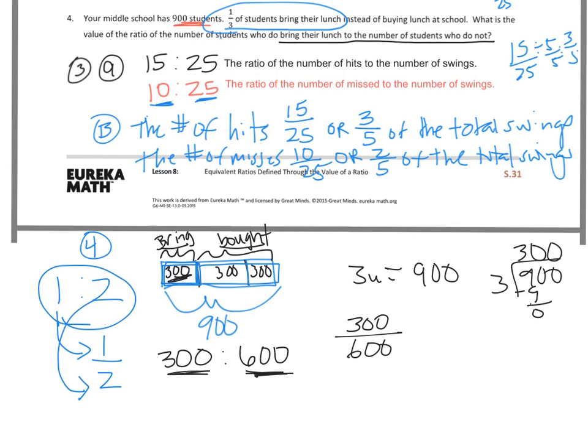So when it says the value of the ratio of the number of students who do bring their lunch to the number of students who do not, the value of the ratio is a half. Because I'm comparing bring to bought, not bring to the whole amount. Because some of you are thinking 1/3, but 1/3 would be a ratio comparison of the number who bring to the total number. That's not what we're looking at. We're looking at bring, which is just 1, and bought, which is 2.